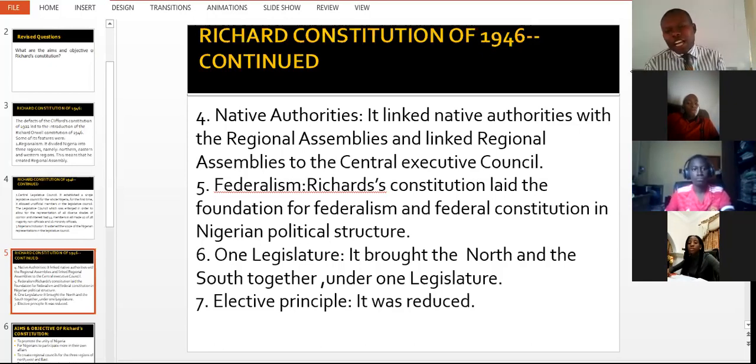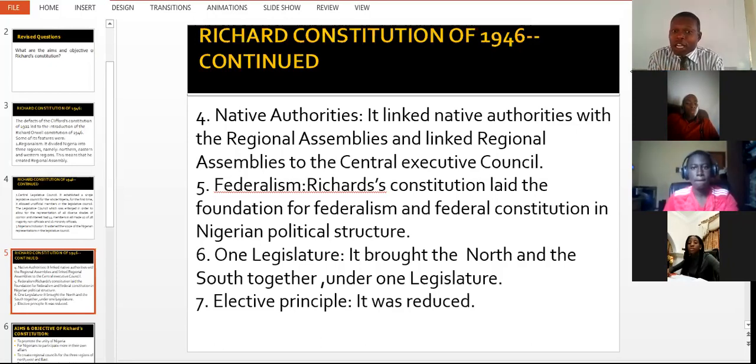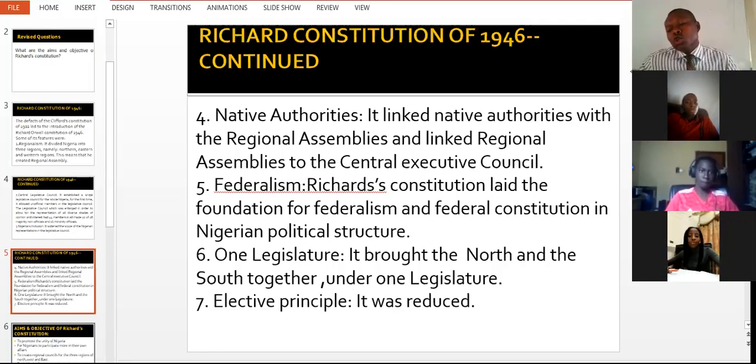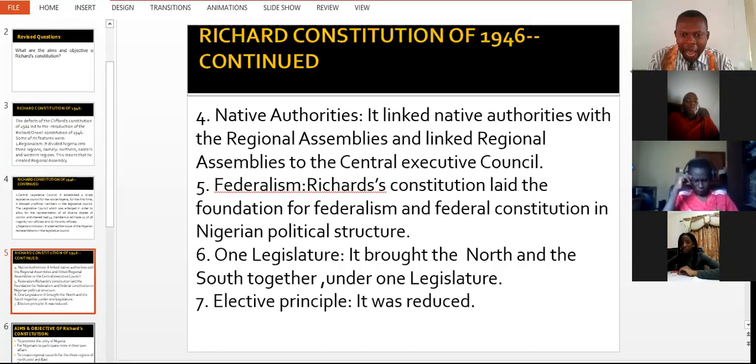But Richards reduced it because he wanted more Nigerians to participate and choose their leaders. He reduced it to 50 pounds. You can see he cut it into two. He said, I want my own regime to be different. The 100 pounds will no longer be required, so I bring it down to 50. Now more Nigerians participated and voted for their choice of leader in the legislature. Please get it. So it's 50 pounds. That of Clifford is what?